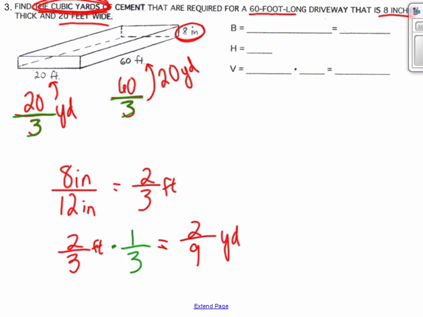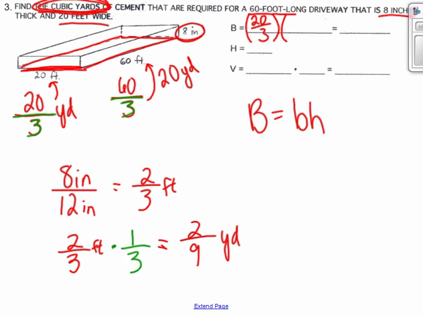So half the battle on this one is just trying to change the units. So now I'm going to need to find the area of the base. Since it's a rectangular prism, you get to choose what your base is. So I'm going to choose this as my base. And my base is a rectangle, so base times height. So what I'm going to do is not use 20 feet, but I'm going to do 20/3, because that's what this length was, times 20.